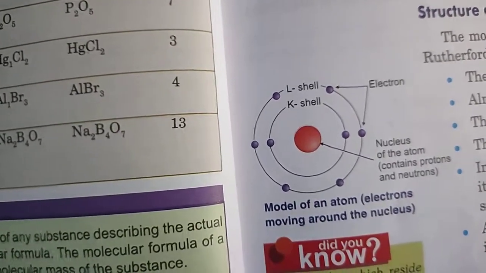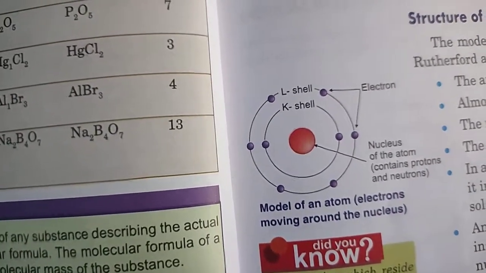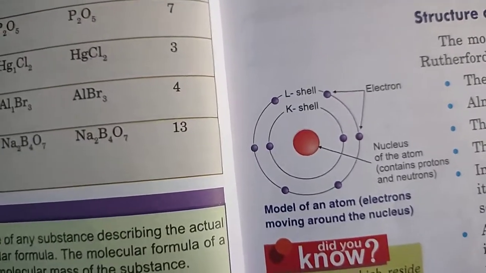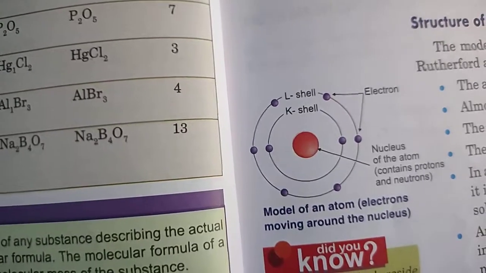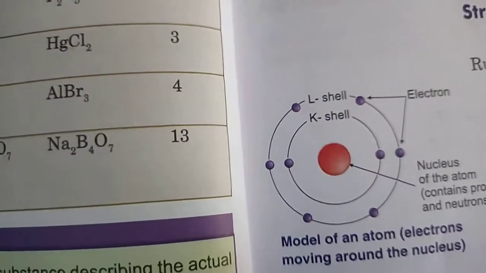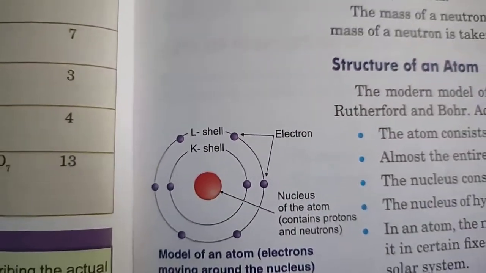Now the orbits of electrons: we name these orbits K, L, M and N, starting from the innermost shell of electrons. You will learn about this distribution of electrons in your higher classes. The K shell has lower energy. These things you will learn in the higher classes. So these are the four shells.